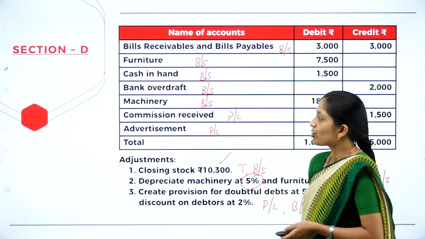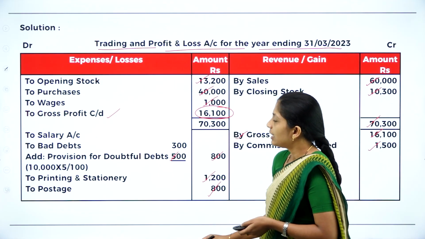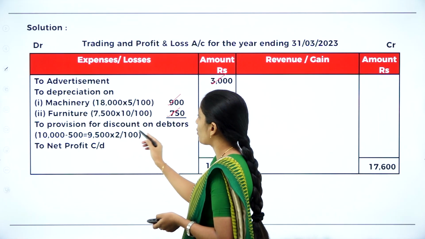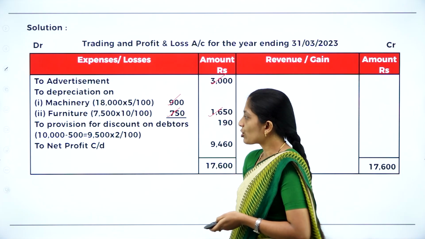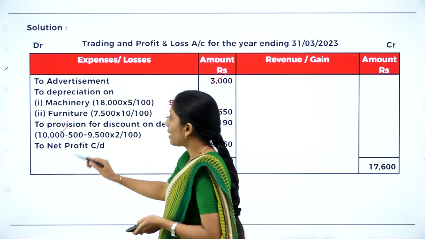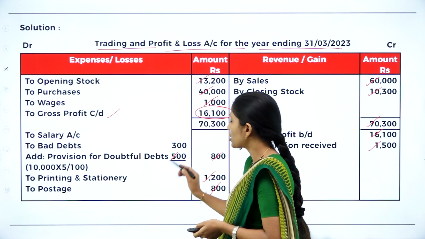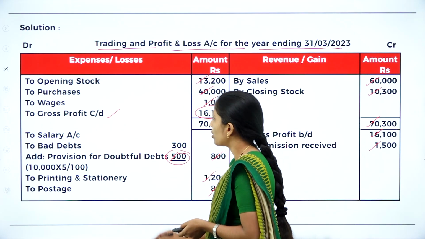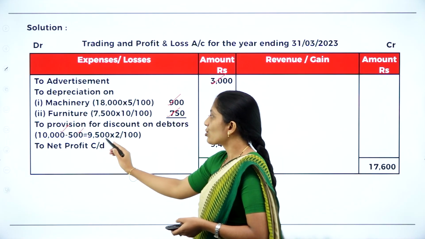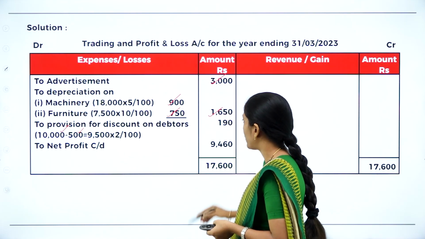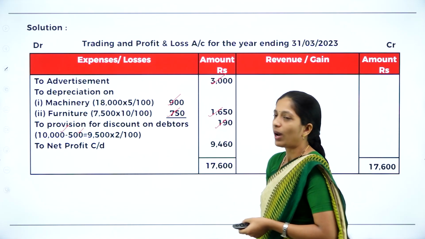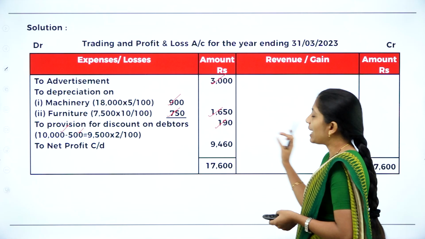Next we have provision to be created for doubtful debt at 5% on debtors and discount on debtors. So 5% on debtors already done. Now let us see discount on debtors. To provision for discount on debtors. So 10,000 was debtors minus 500, you have to record this provision minus 500. So 9,500 into 2%. So it will be how much? 190.